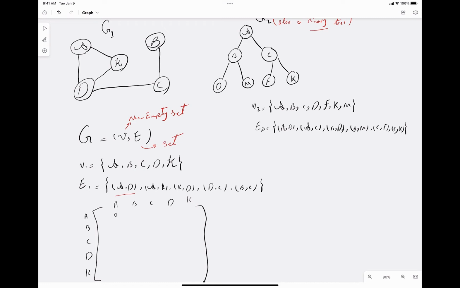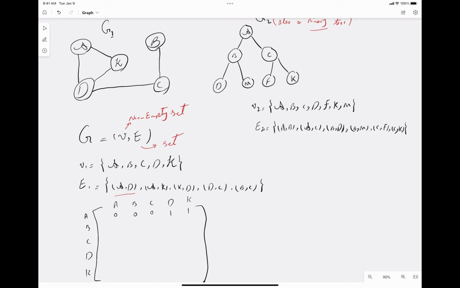There is no edge from A to B, so A to B is going to be 0, and from A to C there is no edge, so it's 0. From A to D and K there is an edge, so that's going to be 1. So 1 again means that there is an edge, and 0 means there is no edge.